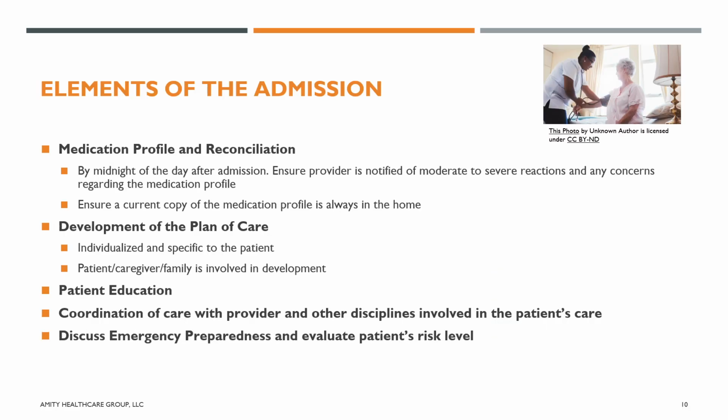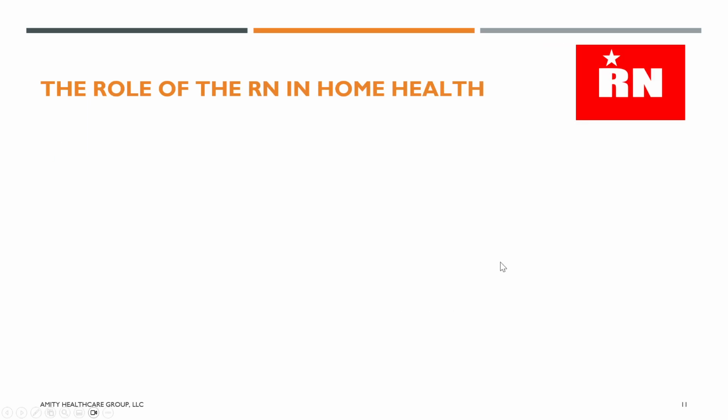Certified. Discussing emergency preparedness and evaluating the patient's risk level. This again is ongoing depending on the patient's needs and depending on if their status changes. But every agency is required to have a process at admission to determine what the risk level is, what they are assigned, and what their plan is in the event of an emergency. So make sure that you're clear on that process and that it's reflected where everyone can find it.